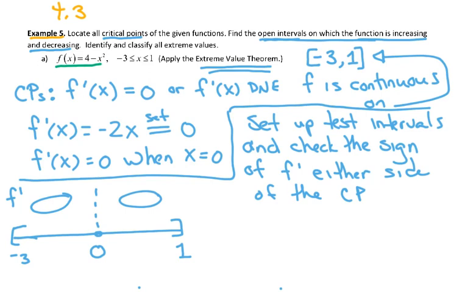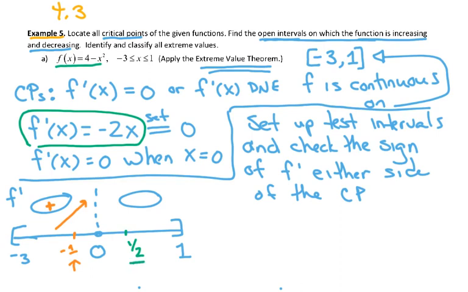So you pick a number, test negative 1 over here, and maybe test 1/2 over here. Don't test an endpoint, test an interior point. So here's my derivative. If I plug in negative 1, this will be positive, won't it? So my function is increasing in that interval. F prime is positive, your function is increasing. When you plug in 1/2, the derivative is negative, so your function is decreasing in that interval.